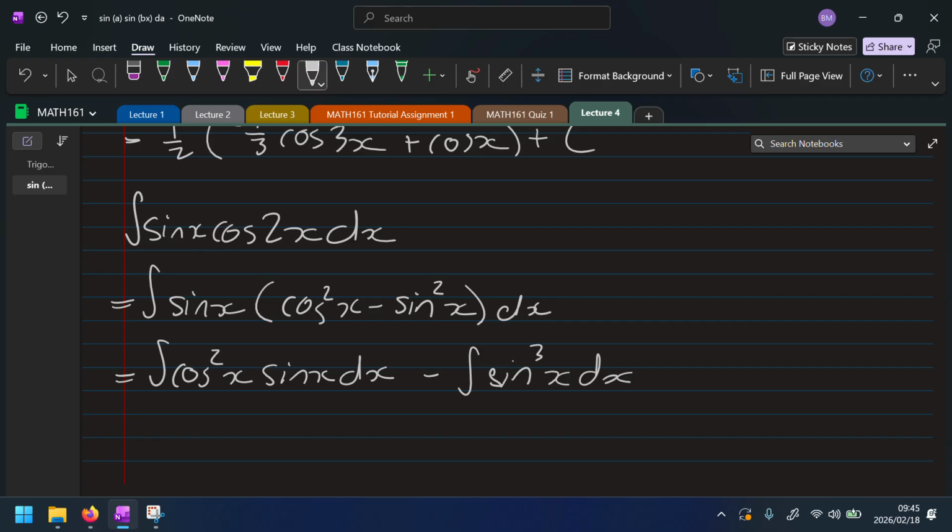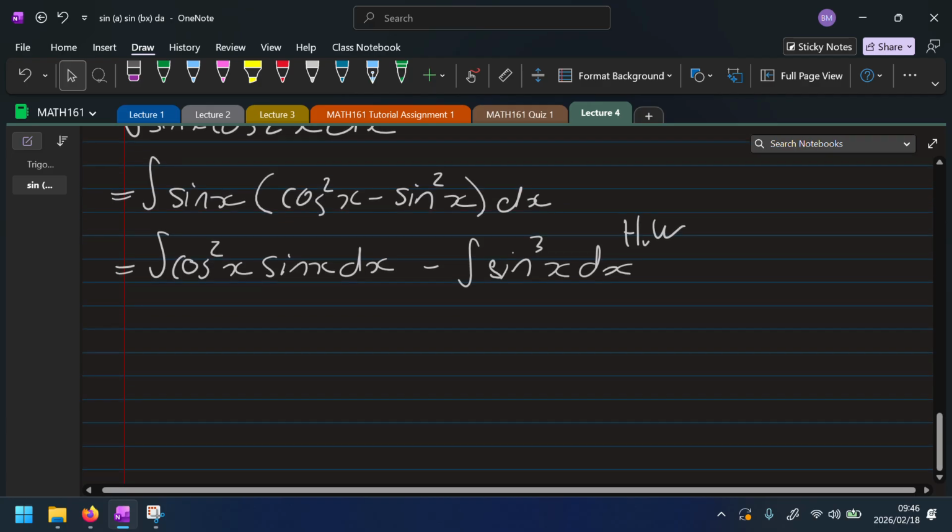Right. The first thing we did today was cos cubed, right? So for homework, please do the sine cubed. Okay, so the second one here, that's for homework. But this first one we're going to do, so we have cos squared and sine. If we let u be cos, what's du going to be? Minus sine. Okay, so we're going to let u be cos.